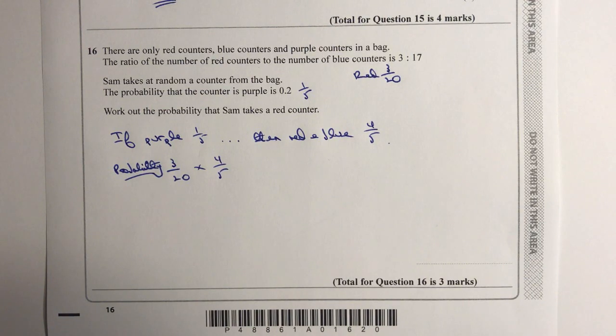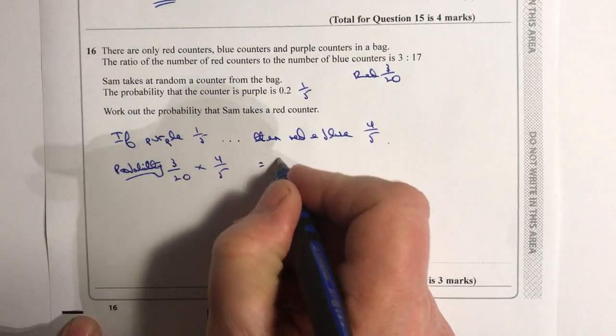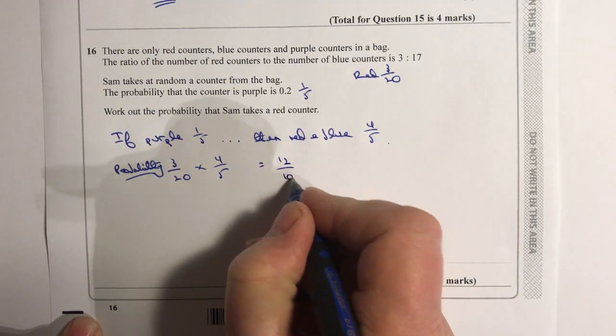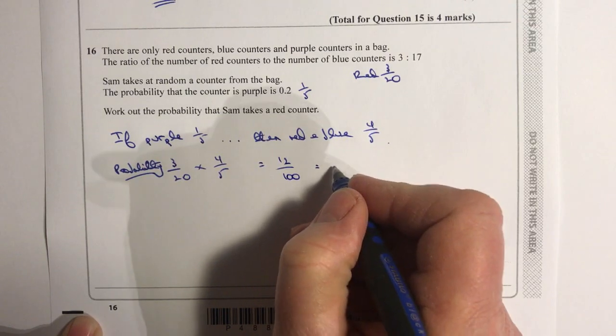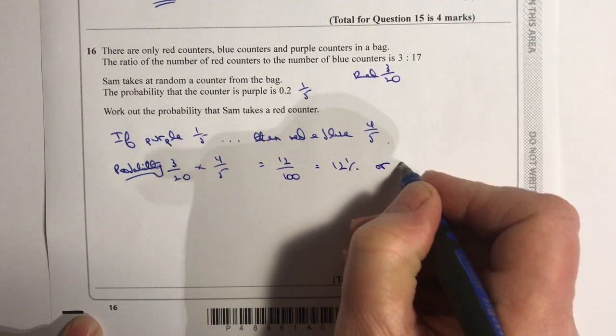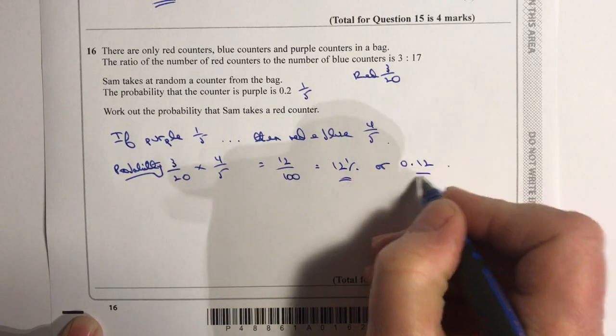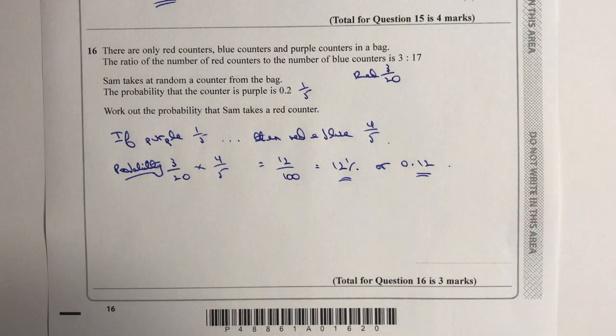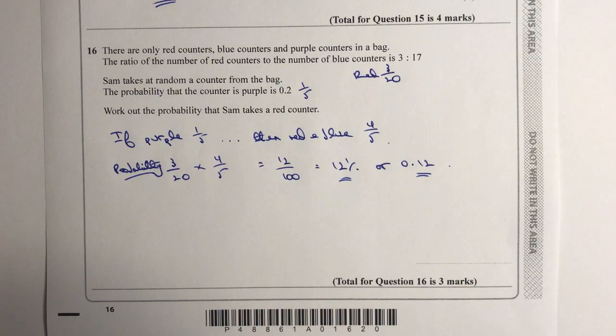So the probability when we calculate that out is going to be 3 times 4 is 12 and 20 times 5 is 100. So that's going to be 12% or 0.12, and that would be the answer to this particular question. So it does require a bit of thinking through. I have seen some of these questions in other papers, very similar sort of questions. So maybe as you're doing your revision and working through past papers, hopefully you'll come across some similar type of questions to have a look at.